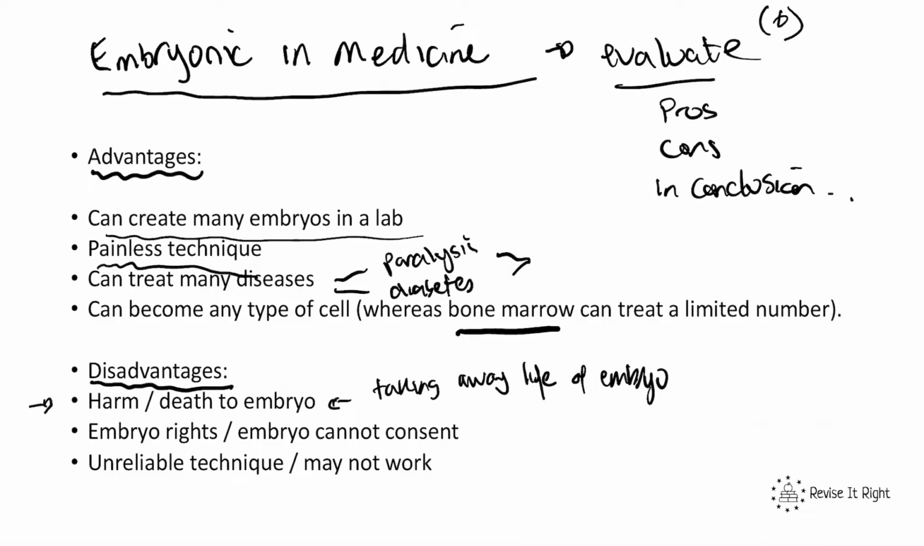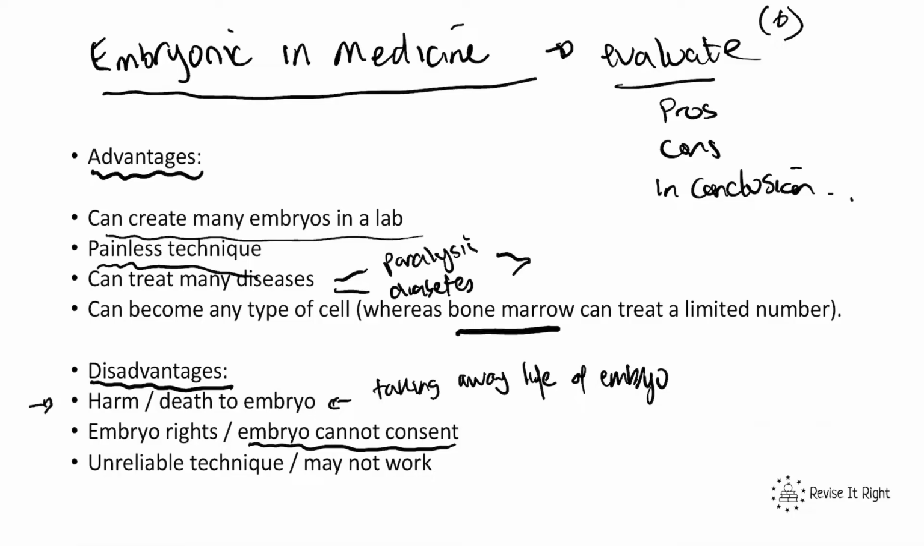Now, you can have a debate as to whether you think that's living or not, but what you are definitely doing, if you are going to kill the embryo, is you are taking away its life. You are taking away its potential life. That's a disadvantage. The embryo cannot consent. Now, obviously, because the embryo cannot talk yet, it cannot consent, but this is a big disadvantage.